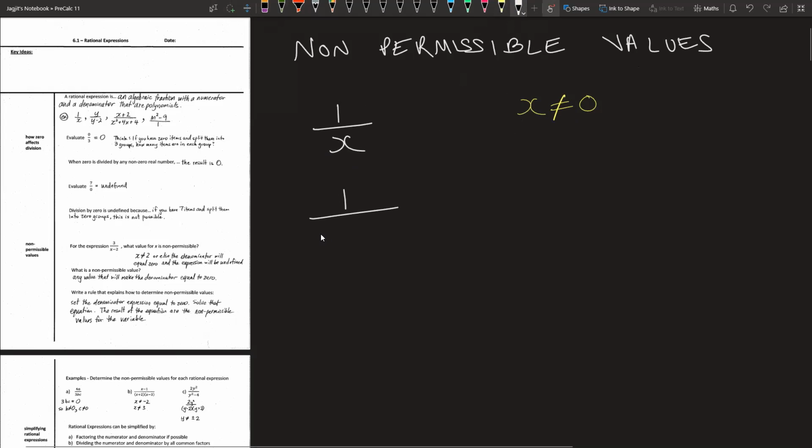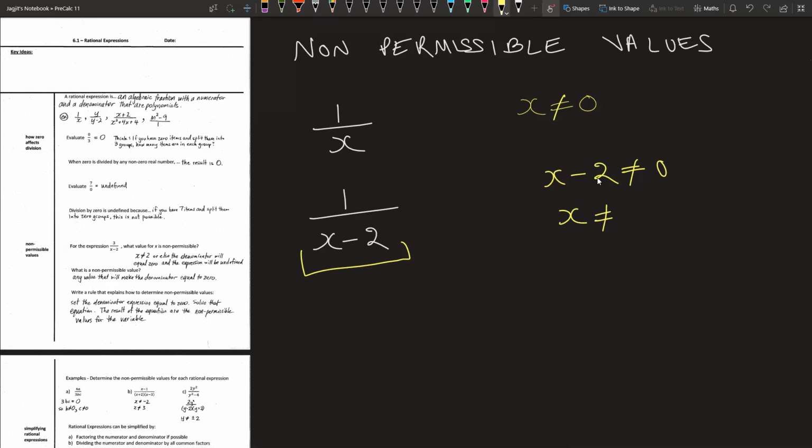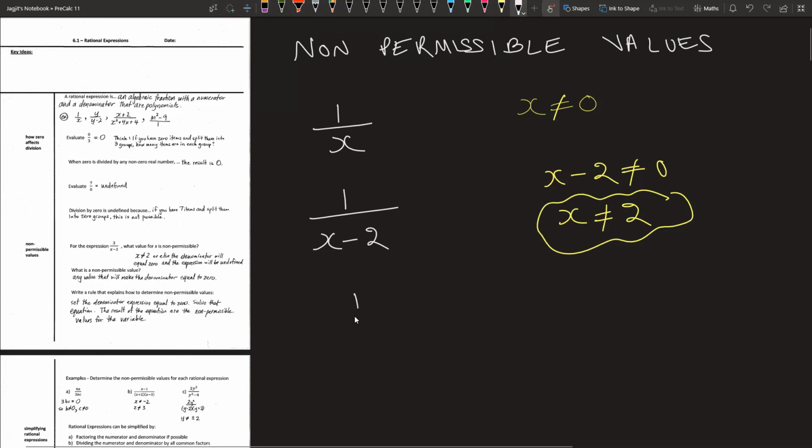Now, what if I had given you 1 over x minus 2? Well, you're going to say the same thing. Your denominator cannot be equal to 0, so you would say x minus 2 cannot be equal to 0. Now, we need to isolate x, so we're going to move negative 2 to the other side. When it goes to the other side, it's going to become positive. So the answer is x cannot be equal to positive 2. That's a non-permissible. Okay, let's do another example.